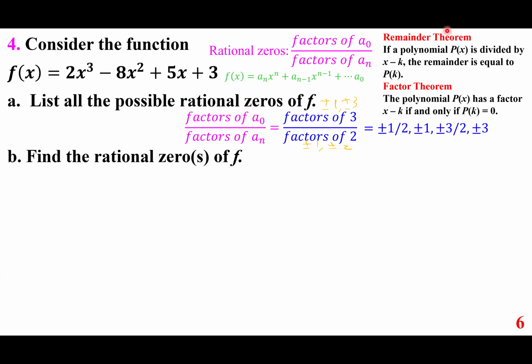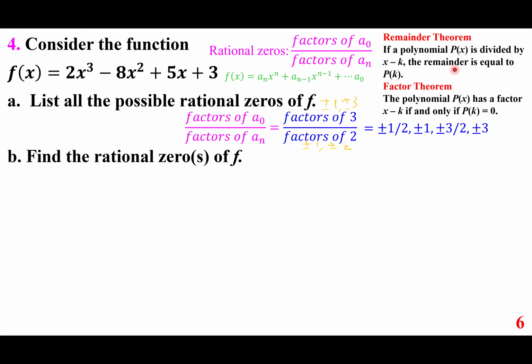Remainder theorem. If a polynomial p of x is divided by x minus k, in some texts they use x minus a, in some texts they use x minus c, as you saw in the previous page. I do use all of them just to let you know it depends on the text. But the concept is identical. The remainder is equal to p of k. In other words, if you plug in k into this, whatever it gives you is the remainder.